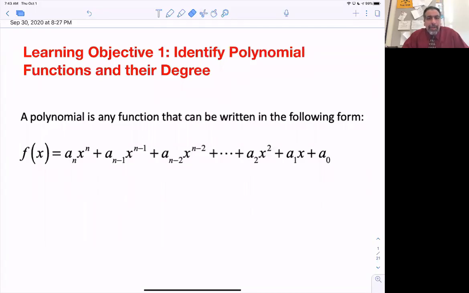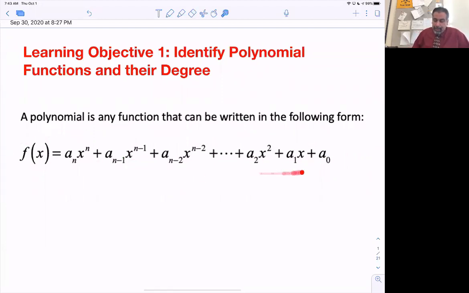Here we are today. We're going to be talking about section 3.1, which has to do with polynomials and an introduction to polynomials. Our first learning objective is to identify polynomial functions and their degree. The first thing I'm going to do is give you the formal definition of a polynomial. It is given by this expression right here.